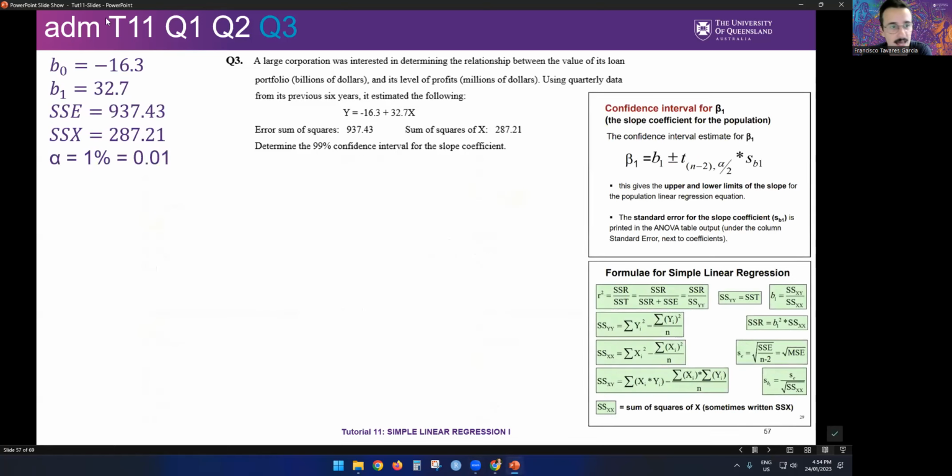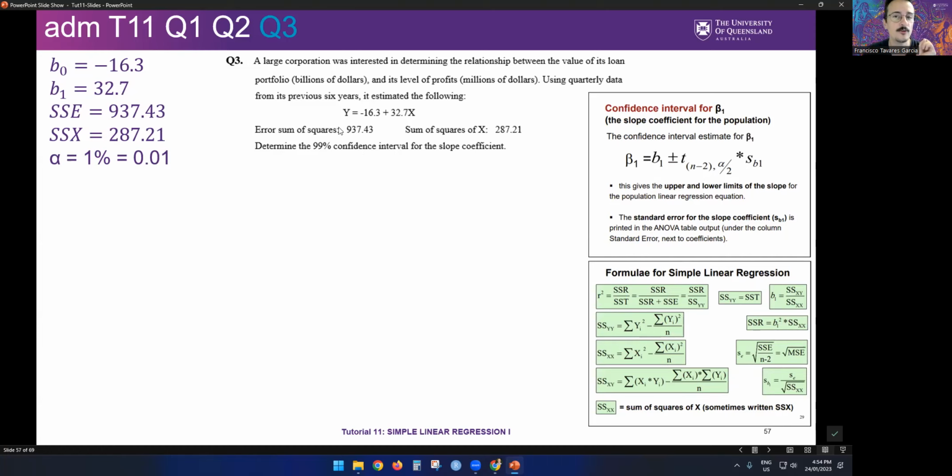All right, look at that. So this is the information we already have. I've put a few very important slides that might be very useful for your CML6, because this is all about, not all of them, but most of the useful formulas you have, especially the ones dealing with sum of squares. And this one's talking about confidence interval for beta 1, right? So let's go. Determine a 99% confidence interval for the slope coefficient.